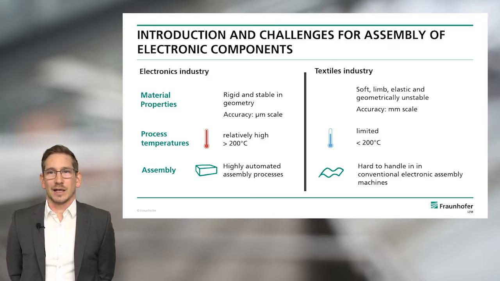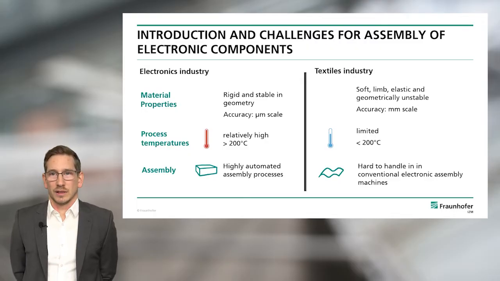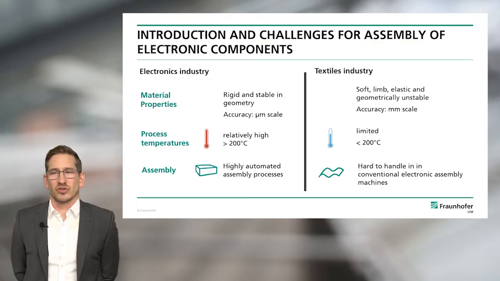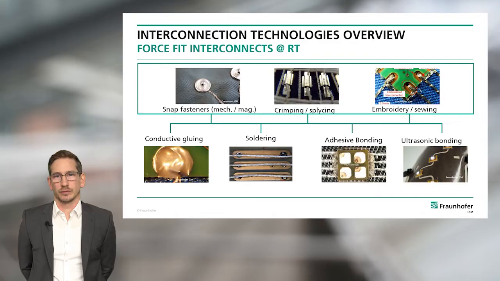Another thing is that in the electronics industry, this is basically the standard. You have highly automated assembly processes that are possible because of the aforementioned material properties. And for the textiles, this is not so easy to adapt, because textiles are hard to handle in these kinds of environments.